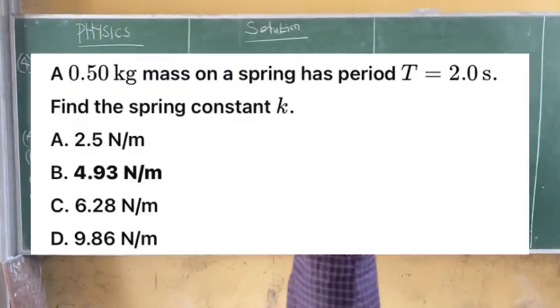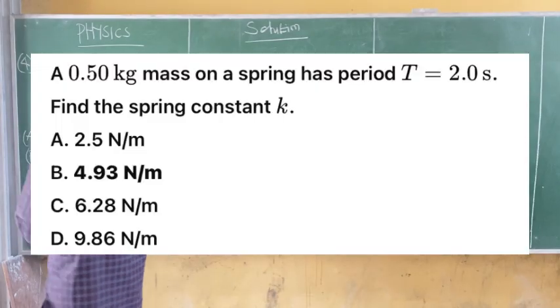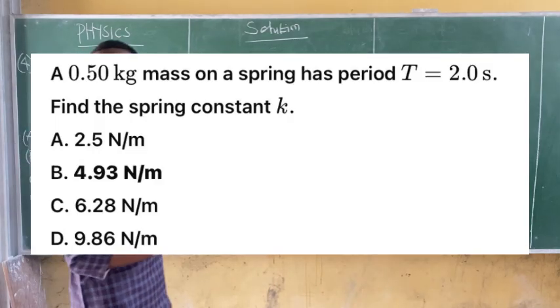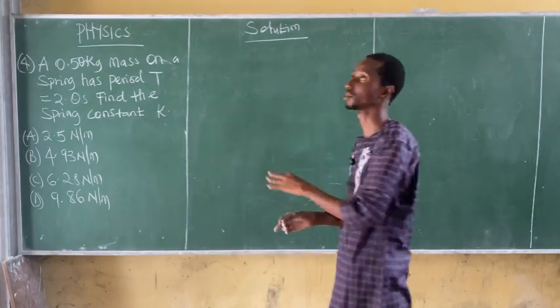Question 4 says a 0.50 kg mass on a spring has a period of 2.0 seconds. Find the spring constant K. Option A, 2.5 Newton per meter. Option B, 4.93 Newton per meter. Option C, 6.28 Newton per meter. And option D, 9.86 Newton per meter. This question is coming from simple harmonic motion.